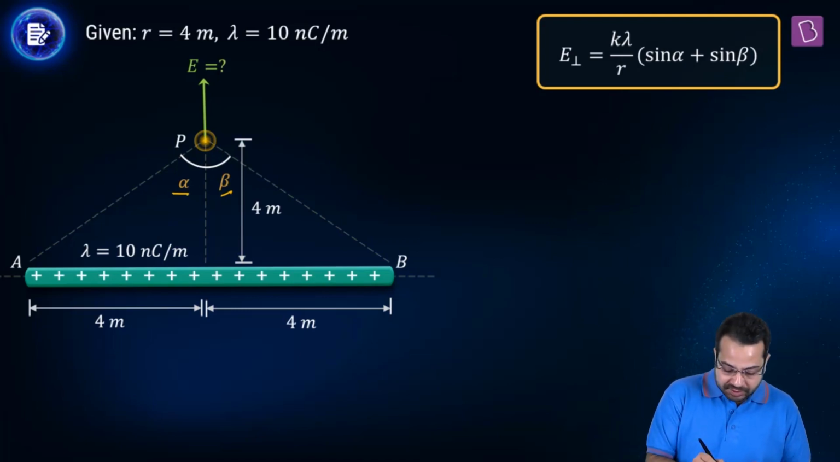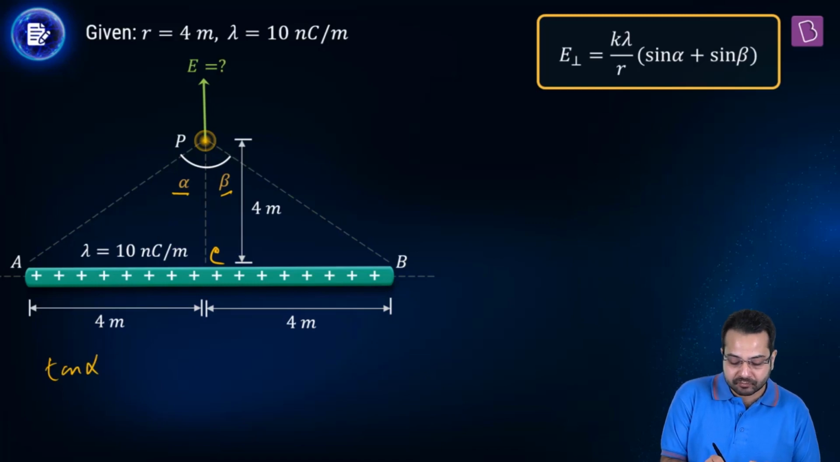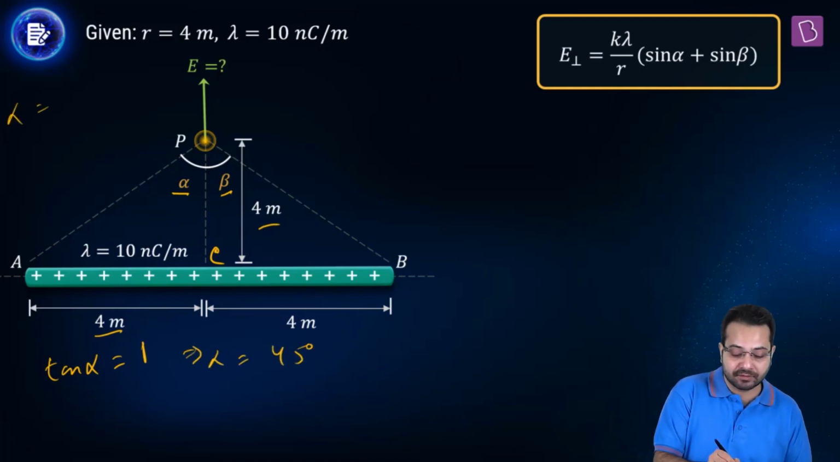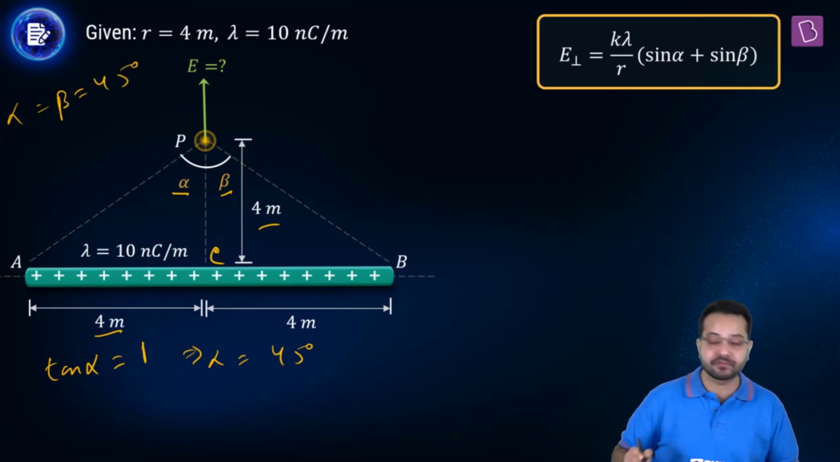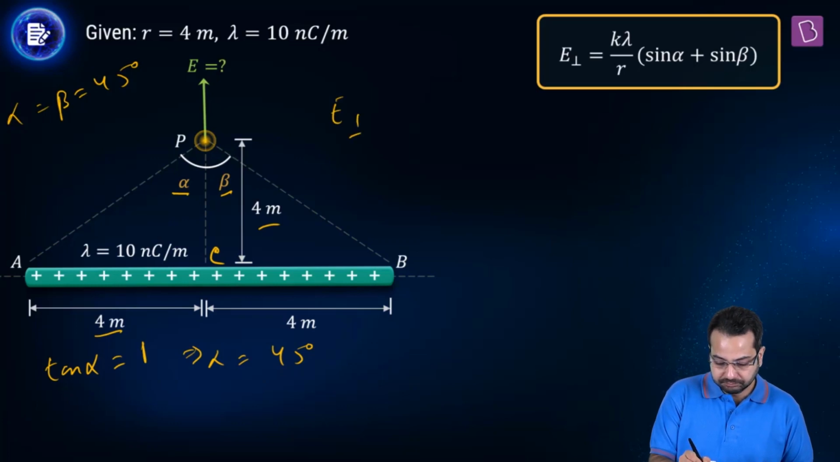Now in this triangle APC, we see that tan alpha is equal to 4 upon 4, which is 1. So alpha is equal to how much? 45 degrees. So we can say that alpha is equal to beta is equal to 45 degrees. Now all we need to do is the substitution.